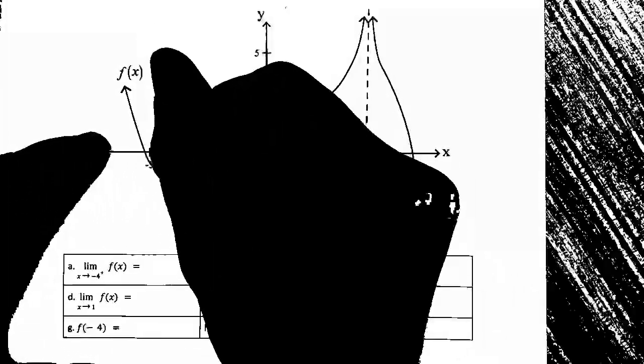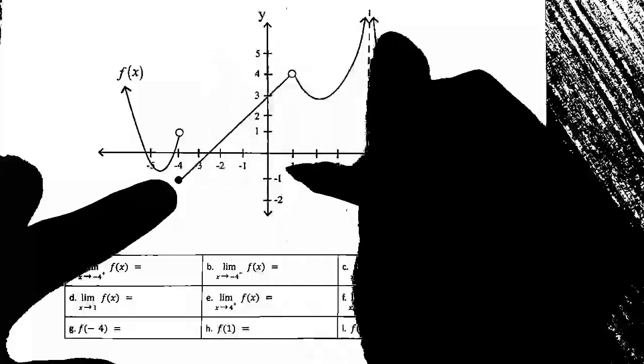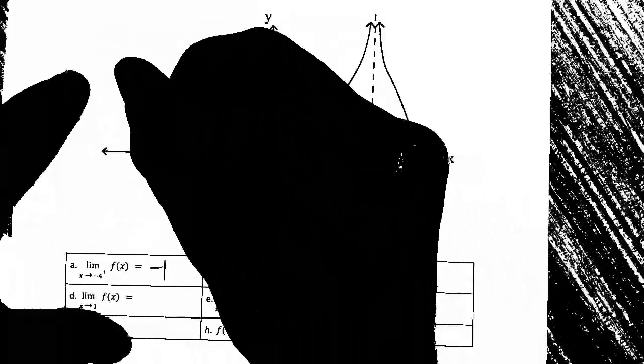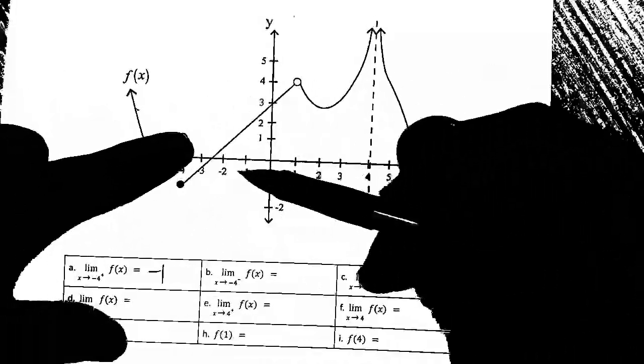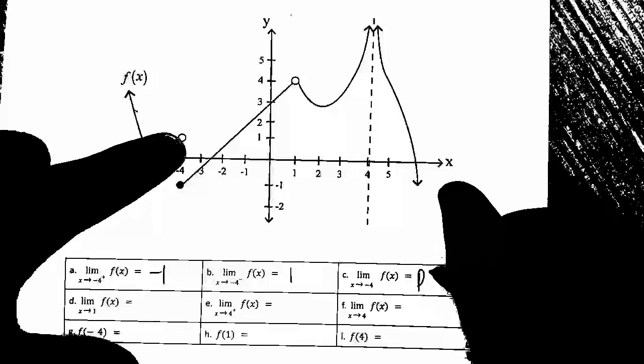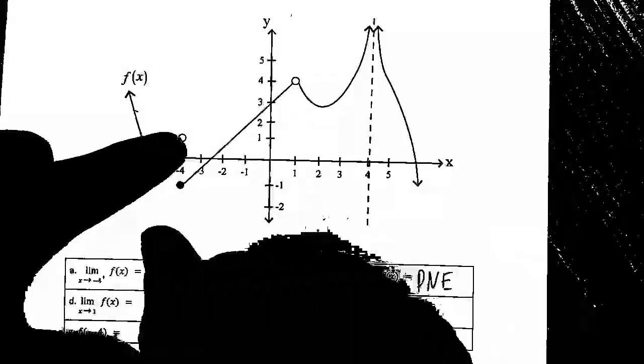So negative 4 from the right. Here's negative 4. We're approaching it from the right. The limit's negative 1. Negative 4 from the left. Okay, so we're approaching negative 4 from the left. It's at 1. So the limit as x approaches negative 4 overall is d and e because these do not match.